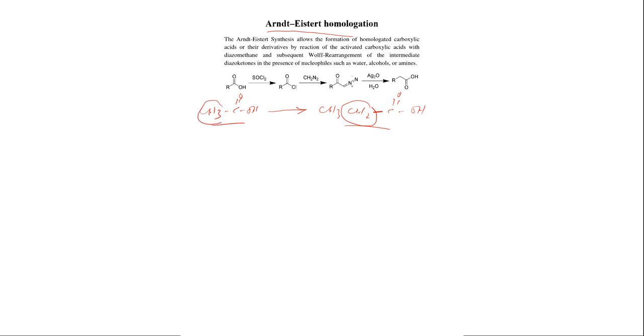So this is the alkyl group. Let's suppose this is R. If we replace R, we can have any type of carboxylic acid. So this is R, CH2, carboxylic group. Here CH2 is inserted in between the R group and the carboxylic group. This is the homologated carboxylic acid.